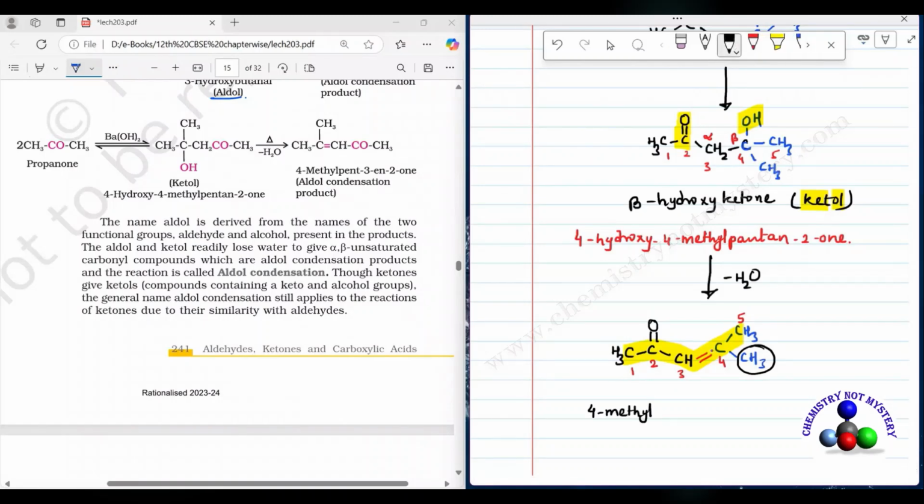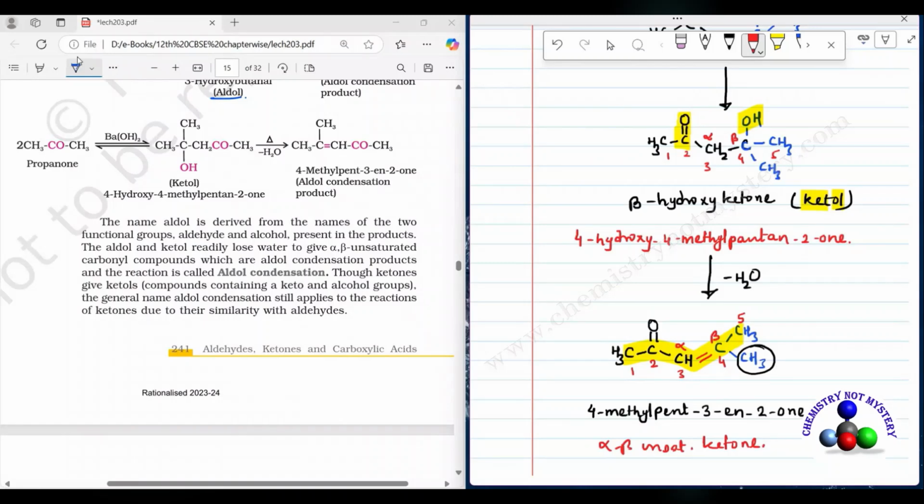The parent is 5 carbon long, so the parent will be pent, and the double bond starts from the 3rd carbon, so here you will write 3-ene, and the ketone is at the 2nd position, so here you will write 2-one. So this is the aldol condensation product in which a double bond is formed between the alpha and beta carbon. So this is an alpha beta unsaturated ketone, which is the product of aldol condensation.